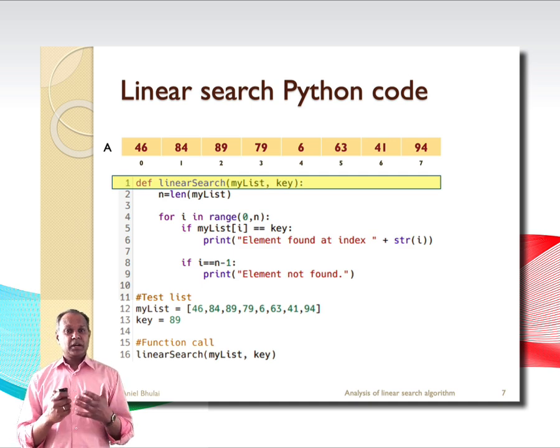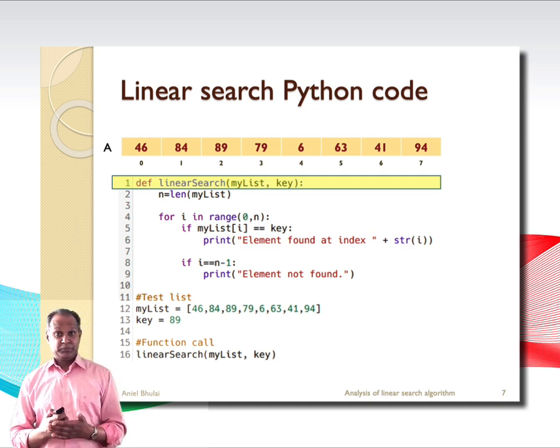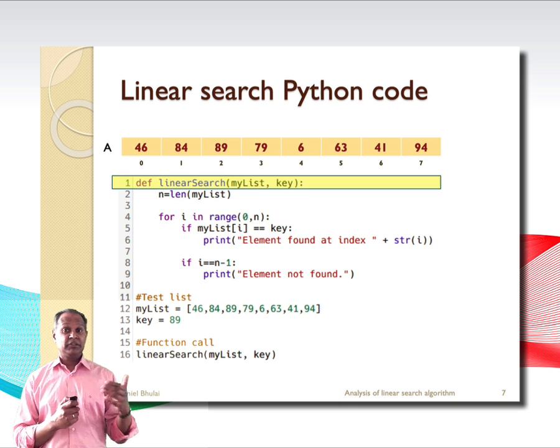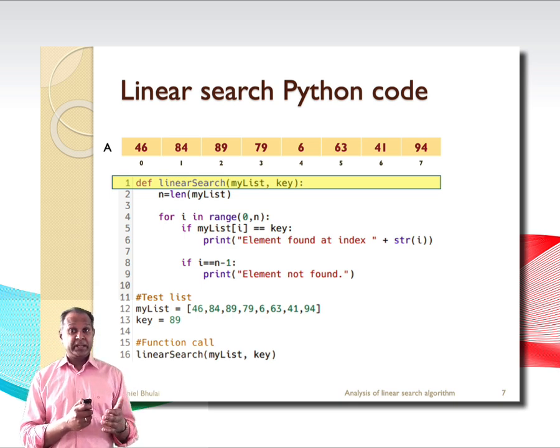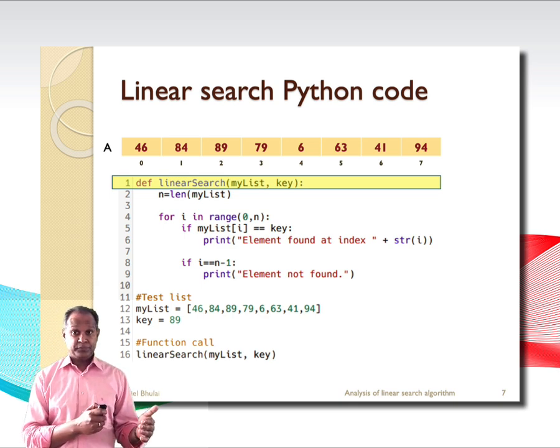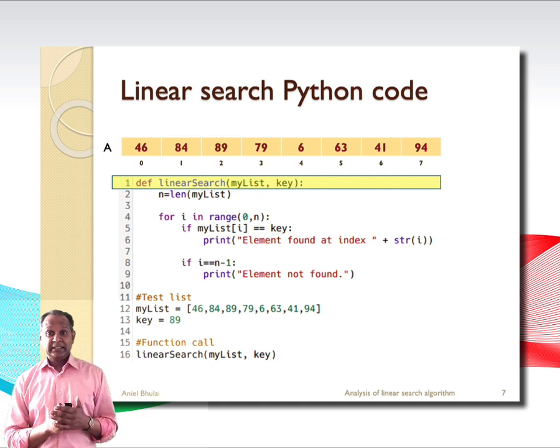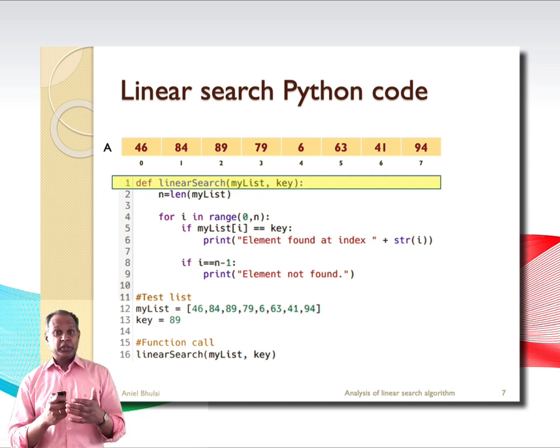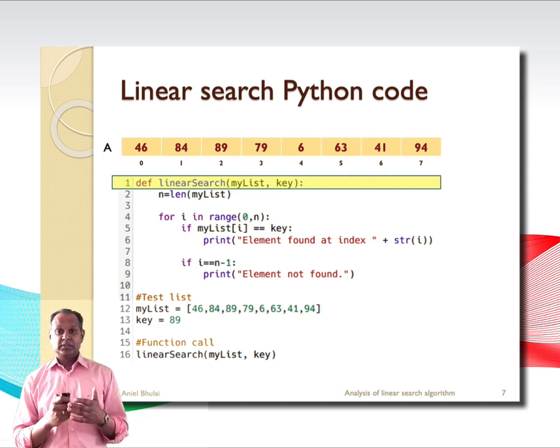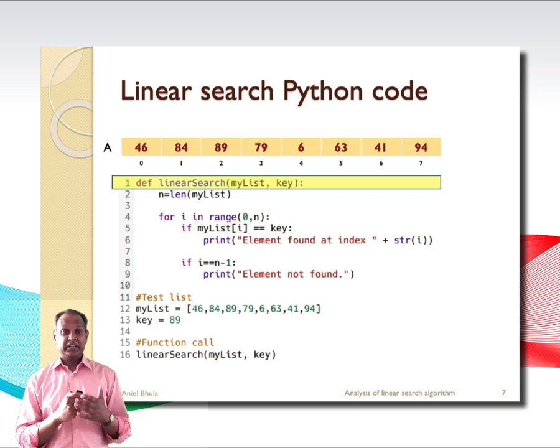The for loop starts at index number 0 and will go to the end of the list. So in our case it will go till n. N is the length of the list. So we can write n equals the length of my list in line 2.